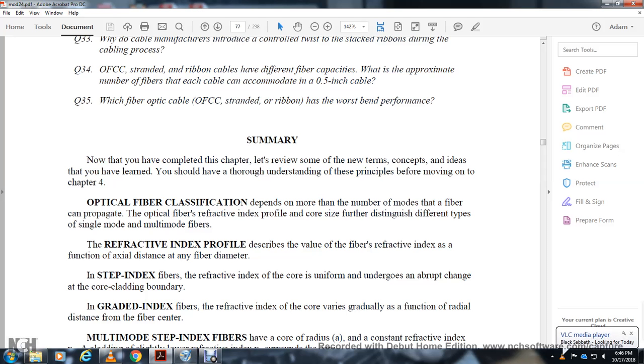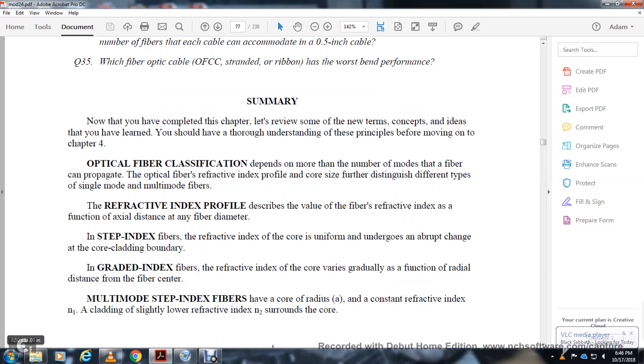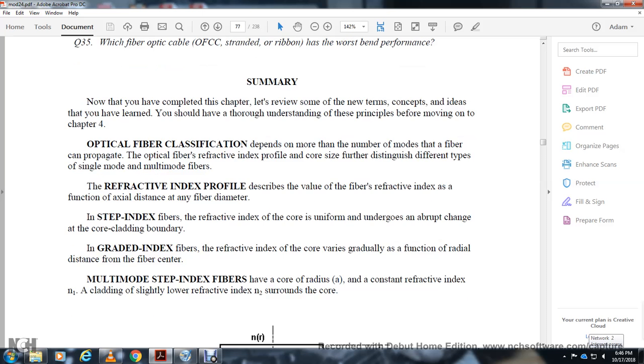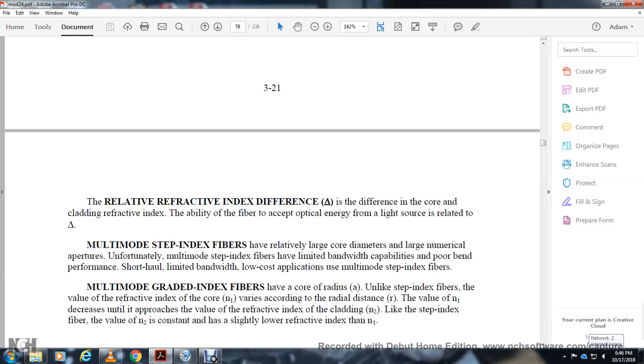In a graded index fiber, the refractive index of the core varies gradually as a function of the radial distance from the fiber axis. In a multimode step index fiber, the index of the fiber has a constant refractive index across the core radius, and a slightly lower refractive index in the cladding that surrounds the core. The relative refractive index difference is a parameter describing the difference between the core and cladding refractive indices, and it relates to the ability of the fiber to accept optical energy from the light source.